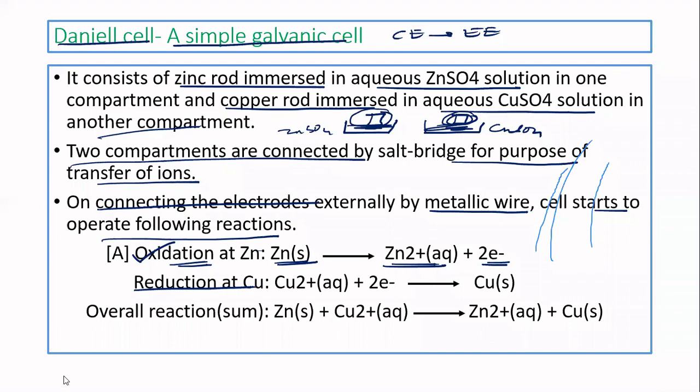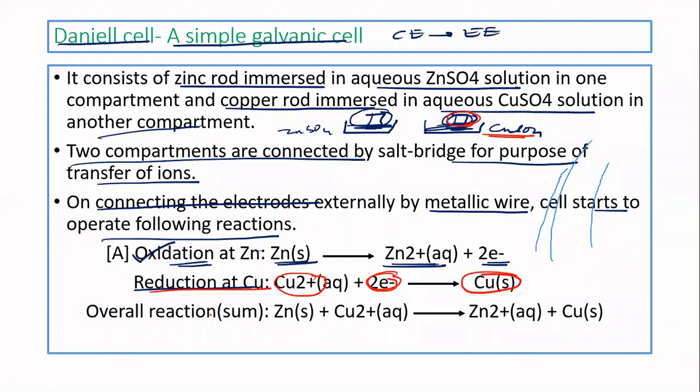And reduction at copper. This is the copper electrode, copper and copper sulfate solution. So at this copper electrode, the reduction occurs. The Cu2+ ions present in the solution take the 2 electrons lost by the zinc rod or zinc compartment, and it forms the solid copper rod.